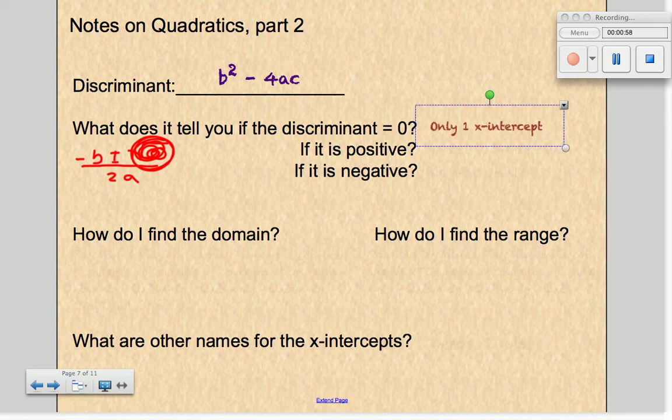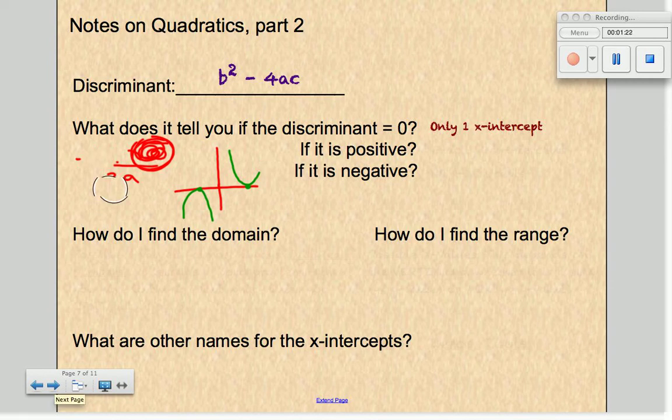So that might be something where, here's my graph, my vertex lands right on the x-axis, and so I only have one x-intercept. Or maybe it opens down like that too, and I only have one x-intercept. So that is a possibility that you only have one x-intercept. Okay, I'm going to erase this picture so you can draw it if you want.